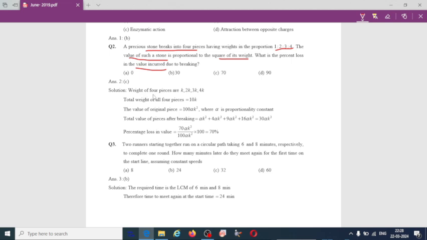According to the given data, let us consider the 4 pieces in terms of K. The total weight of all 4 pieces is going to be 10K. The value of the original piece, if we take it as 100, is alpha K square, where alpha is the proportionality constant. The total value of the pieces after breaking, in terms of alpha K square, uses the square of each weight. If we add these, we get 30 alpha K square. The percentage loss in value: if we subtract 30 from 100, divided by 100, the percentage loss is 70%, the loss in value due to breaking. So option C is correct here.